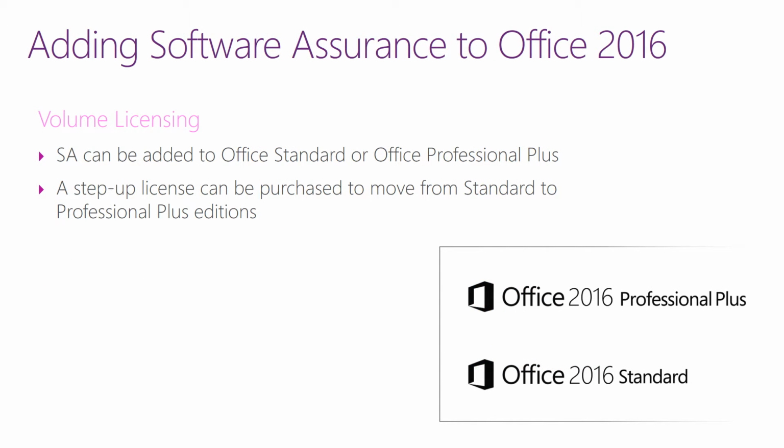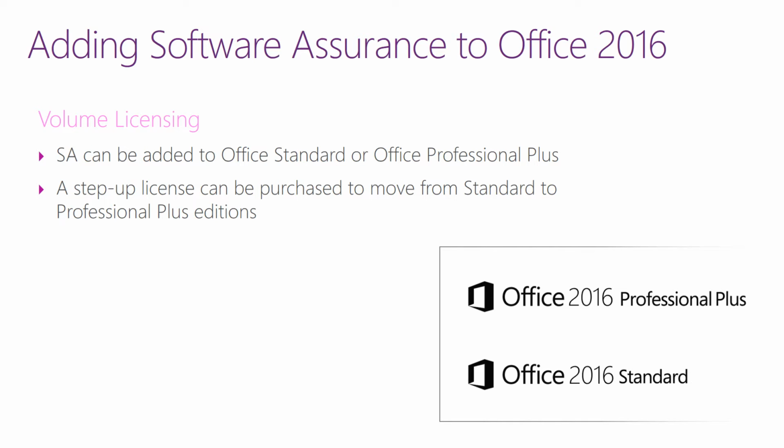Software assurance can be added to either edition of Office purchased through volume licensing, so Standard or Professional Plus, and it gives, as you would expect, a whole host of benefits. Now, one of them is the roaming rights we saw with Windows. So if Office was installed on the virtual desktops that we looked at before, as long as the customer had software assurance, they would also be licensed for Office roaming rights and thus able to access Office from any third-party device outside of the company offices.